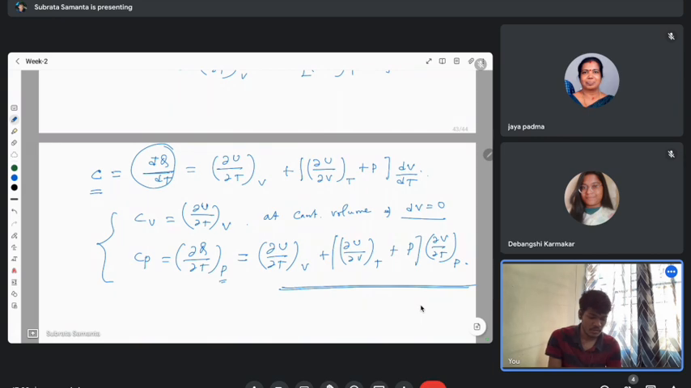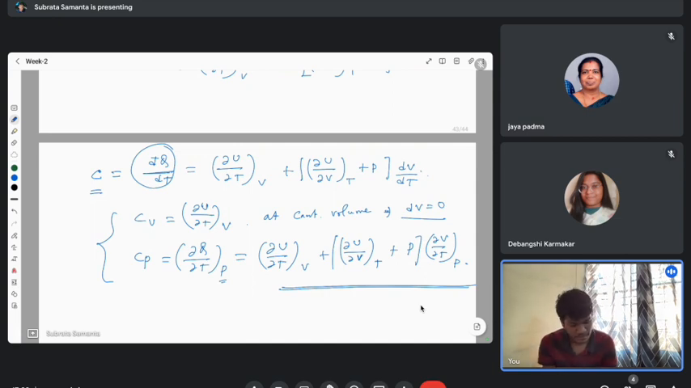Because the internal energy U is not just a function of T, it is also a function of volume. Okay, so that's why the del U del V term is also taken into account in the case of Cp. For an ideal gas U depends only on T, but for a real gas it is not that.